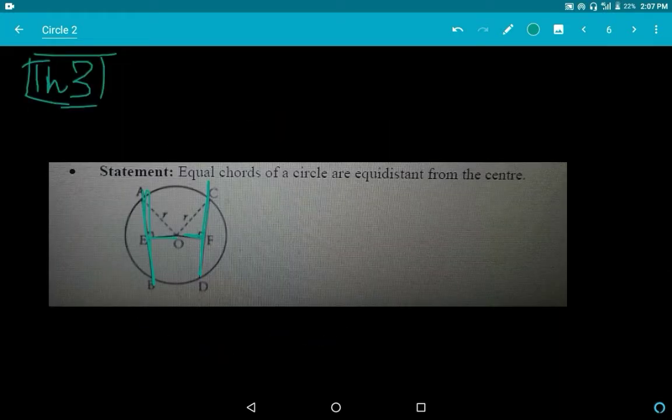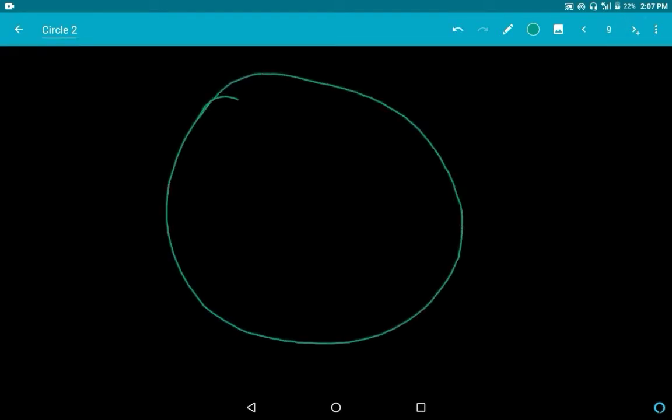So what theorem 3 states is: equal chords of a circle are equidistant from the center. And chords that are equidistant from the center are equal. We have to prove this. I know this proof may seem trivial, but I am doing it for the sake of your understanding.